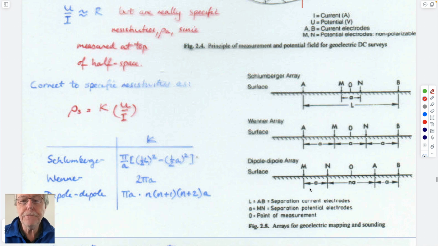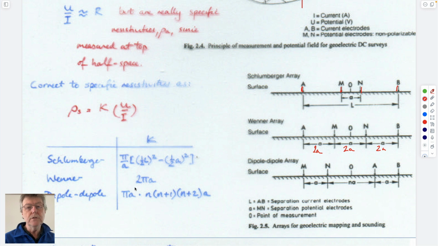There are different arrays of these that are used. Sometimes they're used with the separation between where the current goes into the ground at A and B, and where you measure them, in different configurations. It might be that you physically move A and B, double the width of them, and double the separation between the middle ones as well each time. So you move it out. The next one is 2A and 2A and 2A, and take a reading. And so there are these different configurations.